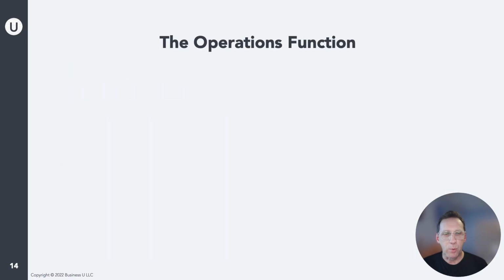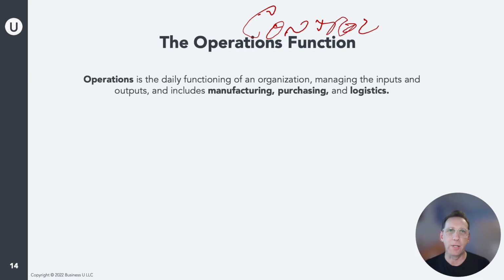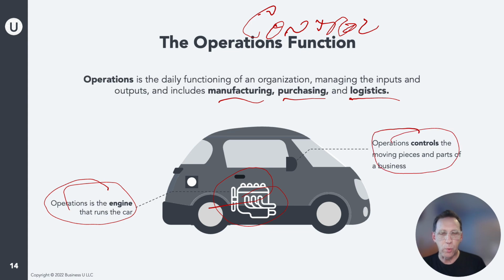Okay, let's talk about the operations function. In our 6 C's, this is control. Operations is the daily functioning of an organization. This is managing the inputs and the outputs. It includes manufacturing, purchasing, and the logistics of your company. So think about it this way: if you've got a car, operations is the engine that runs the car. And your operations controls the moving pieces and parts of your business, just like your steering wheel controls your car.